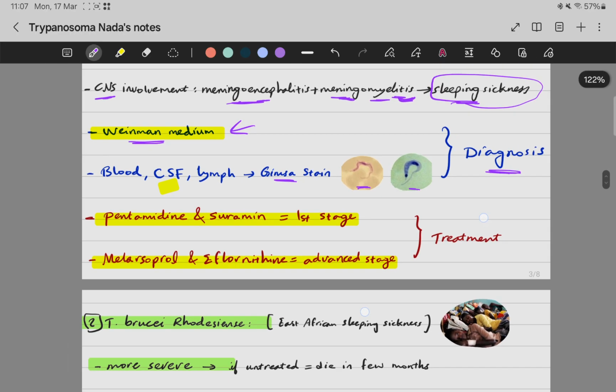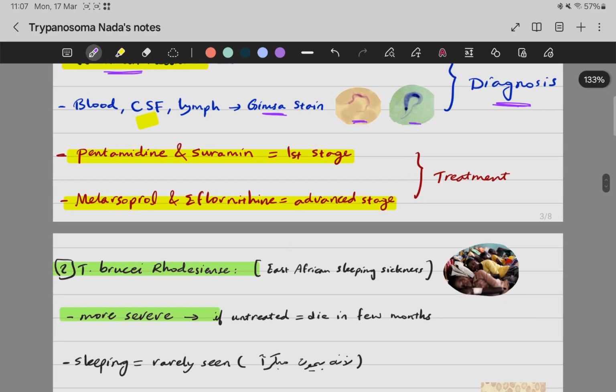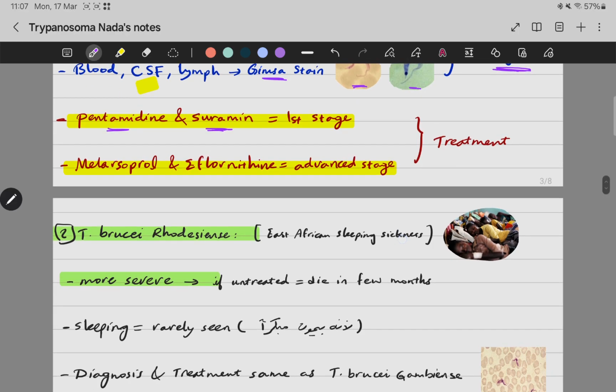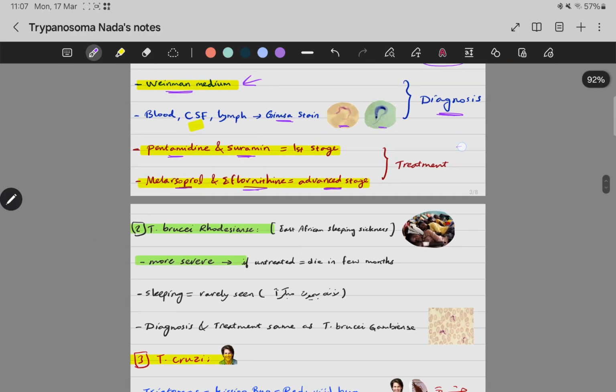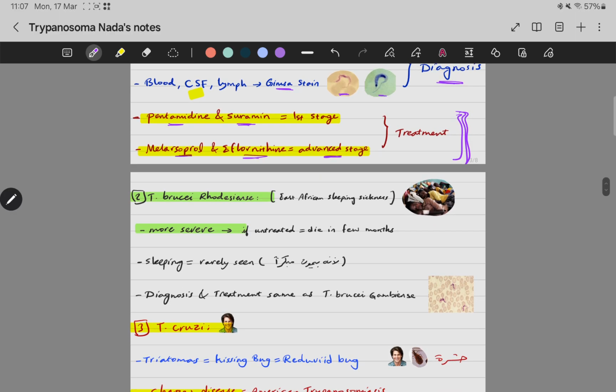So what about the treatment? Treatment methods are in two stages. We divide the treatment depending on the stage of the disease, how advanced it is. The first stage, we use pentamidine and suramin. So first stage: pentamidine, suramin. Second stage, or advanced stage, we use melarsoprol and eflornithine. These are for the advanced stage. Okay, and keep this treatment in mind, because we're going to use it for the second type of African trypanosome, which is Trypanosoma brucei rhodesiense.